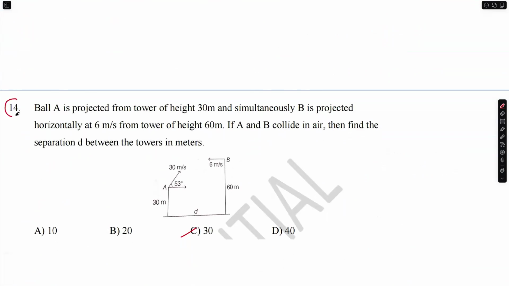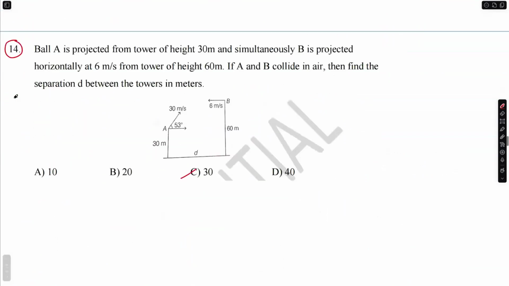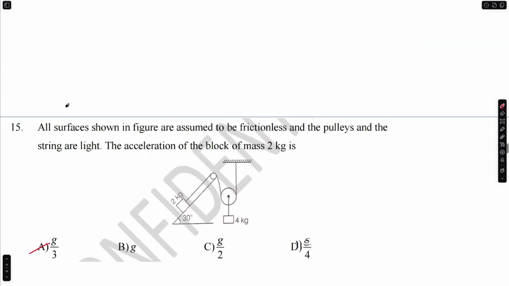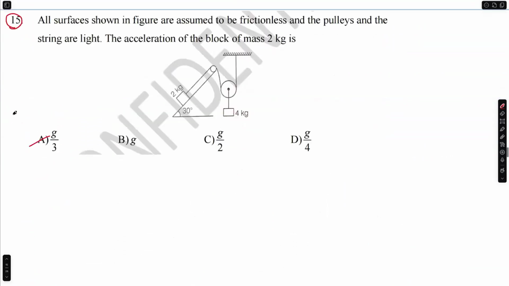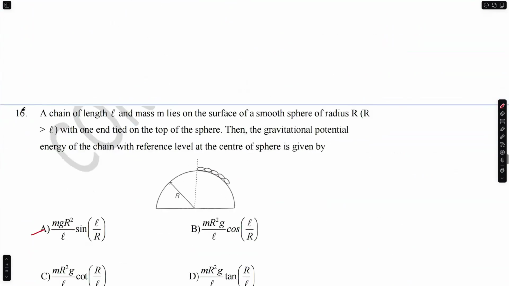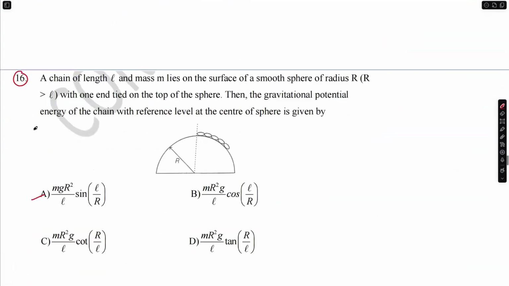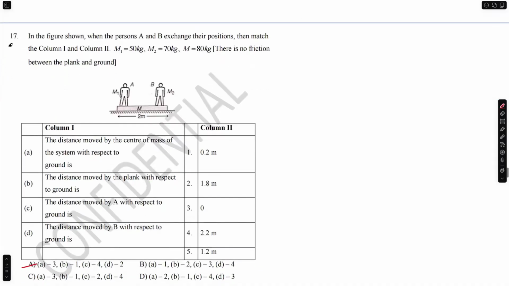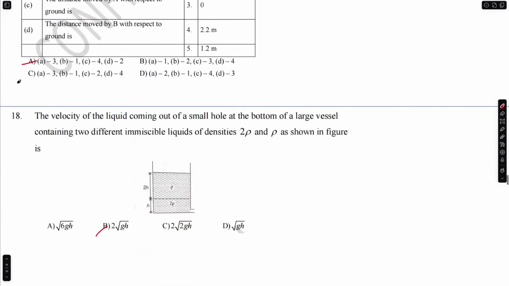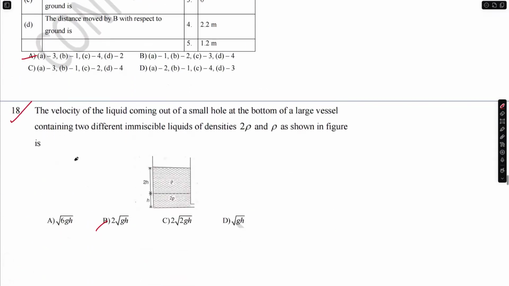This can also be done, but it involves some calculation. I'll do it later. This can also be done, but a bit of calculation is involved. I'll do it later. This can also be done. H.C. Verma solved example. This is a lengthy question. I'll do it later. I can do it.